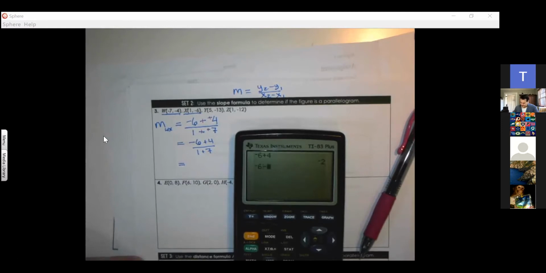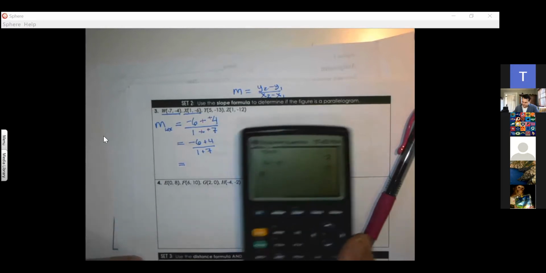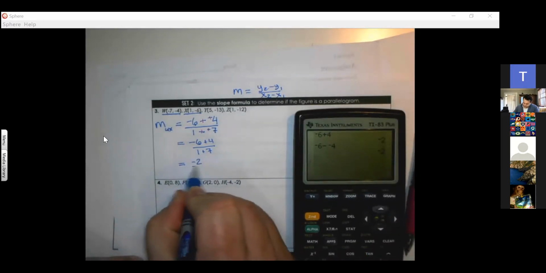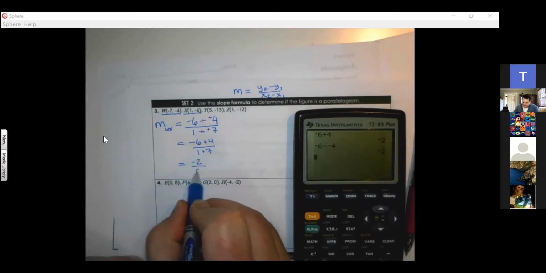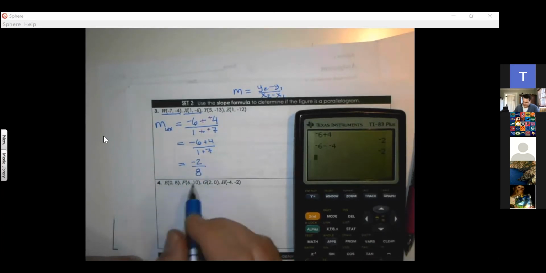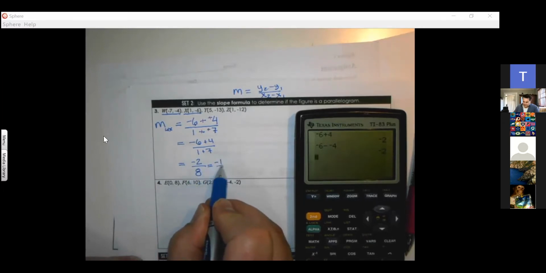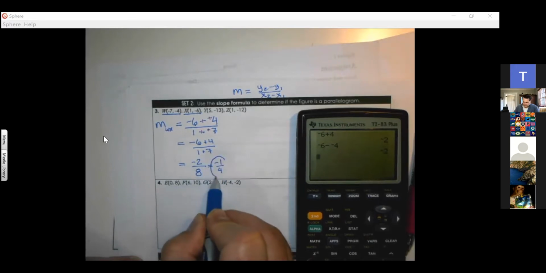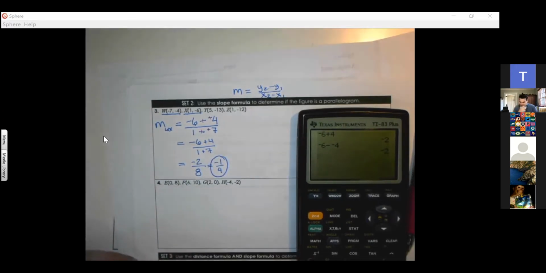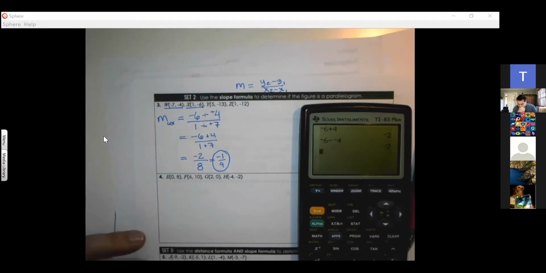Negative 6 minus a negative 4. It'll still give me the same answer of negative 2. And 1 plus 7 is 8. And then I'd like to reduce this. I could divide both parts by 2, and I get negative 1 fourth. That's my slope for one of those. Any questions on that?